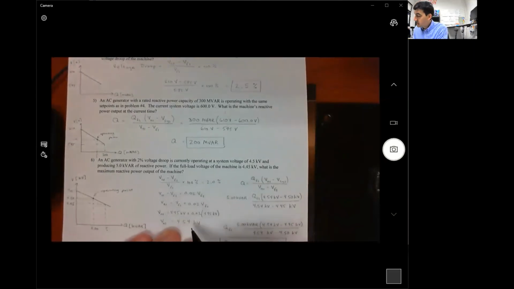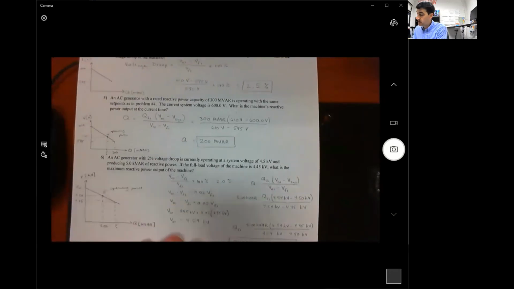So the no load voltage equals 4.45 kilovolts plus 0.02 times 4.45 kilovolts, because once again, that's the full load voltage. Okay, so I solve that and I get the no load voltage, that's this point right there, is equal to 4.54 kilovolts. Now I know the no load voltage and the full load voltage and the system voltage, so now I can plug that into the reactive power equation.